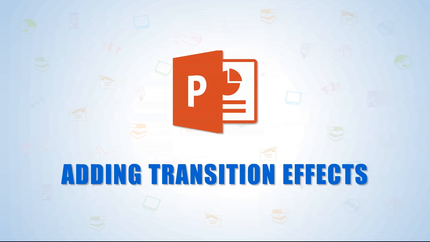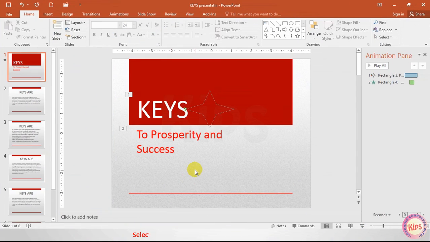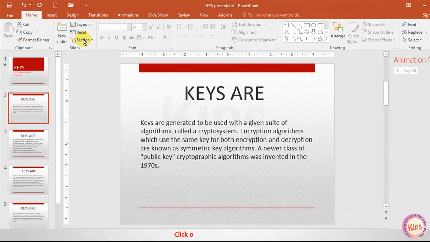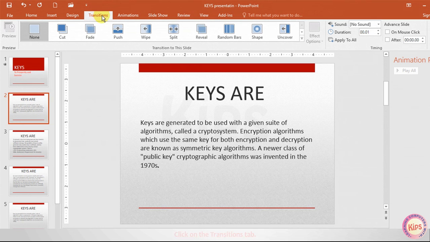Let us find out how to add transition effects. Select the slide on which you want to apply a transition. Click on the Transition tab. Transition to this slide group appears on the ribbon displaying multiple transition effects.